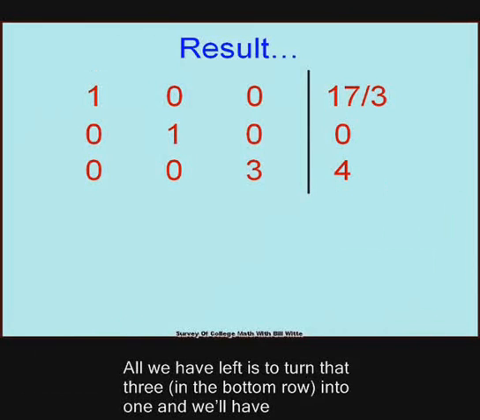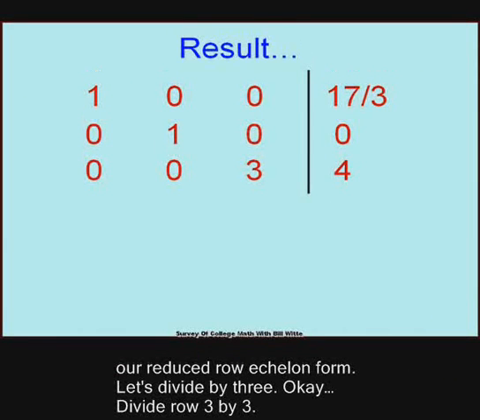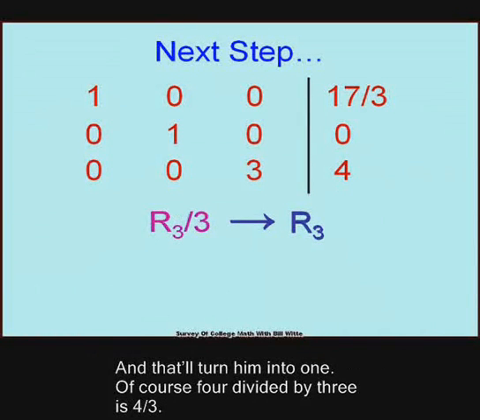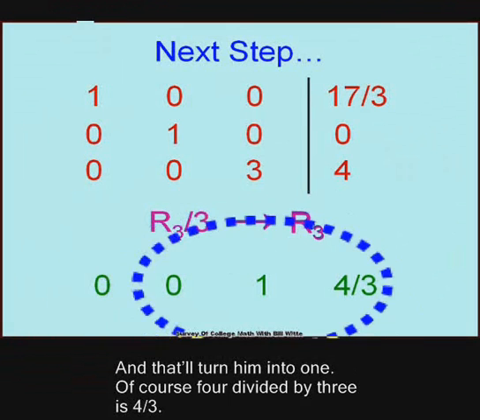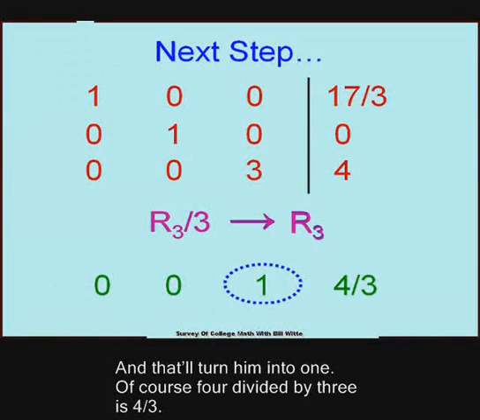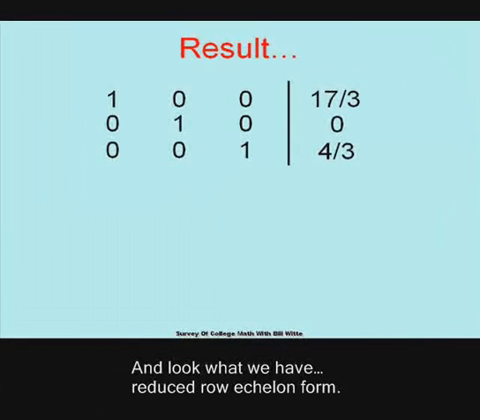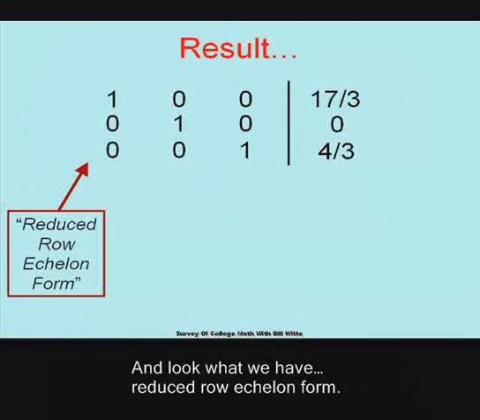All we have left is to turn that 3 in the bottom row into a 1, and we'll have our reduced row echelon form. What are we going to do since we already have our zeros? Let's divide by 3. Okay? Divide row 3 by 3. That'll turn him into a 1. There he is. Of course, 4 divided by 3 is 4/3. This is the big leagues. Don't be crying on me. And look what we have. How sweet it is. Reduced row echelon form.